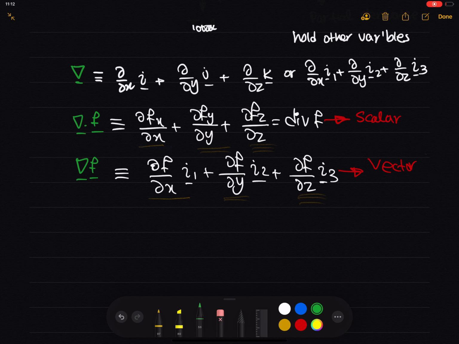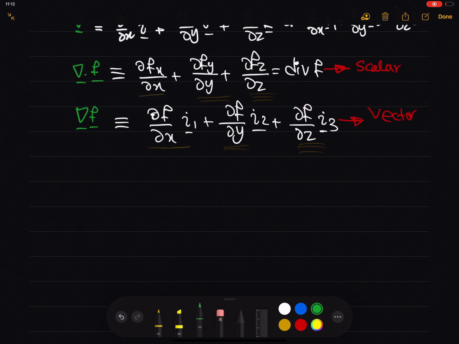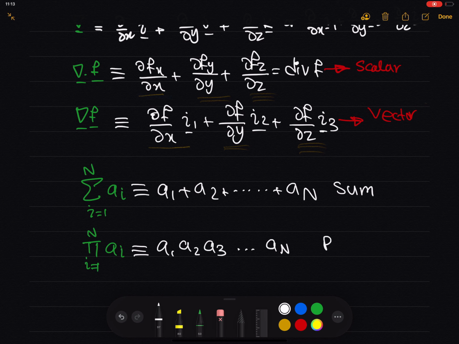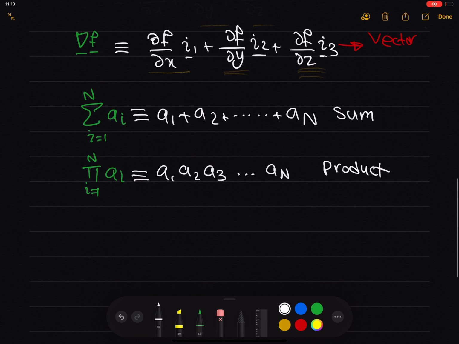And the other definition and notation that we are going to use is sigma. You probably already know this, but again, for those who forgot it, I'm going to repeat it. So sigma i equals 1 to n of a_i is defined as a1 plus a2 plus up to an. So this shows the summation. And then we have the product. The product is shown with this pi, i equals 1 to n of a_i, defined as a1 times a2 times a3 times an. So this is defined as the product.